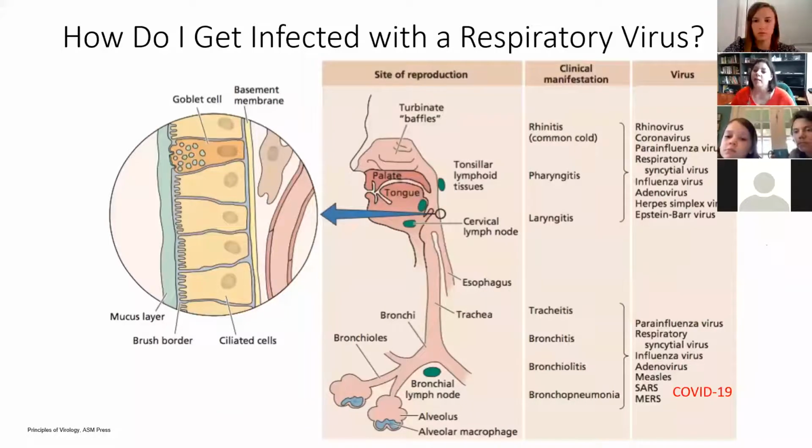Then there's viruses that like to live in the lower respiratory tract. That's down in your lungs when you get those chest colds. Flu virus does that. Measles virus does that. And so do these pathogenic coronaviruses like SARS, MERS, and COVID.